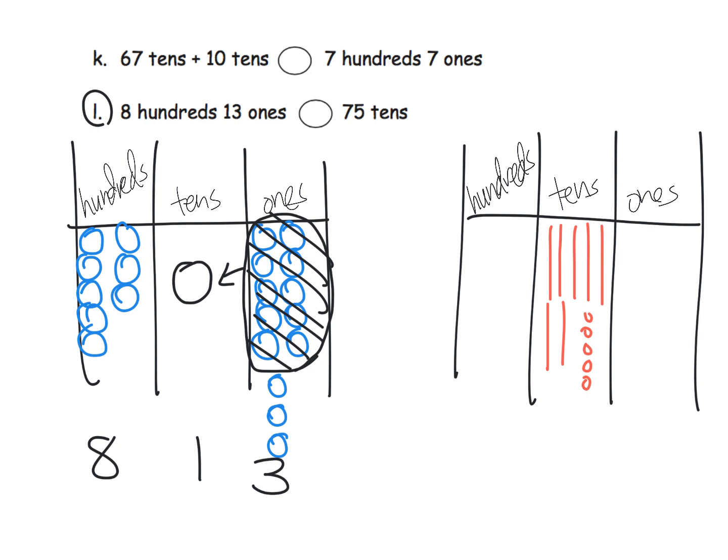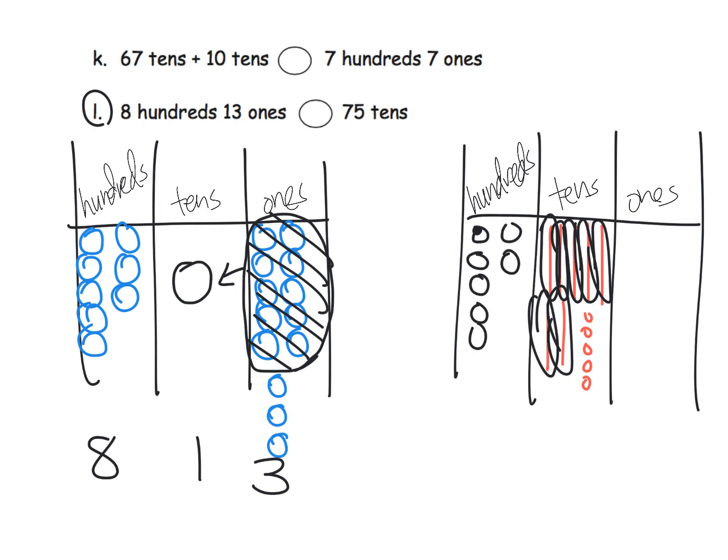Similarly, these 10 right here equals 1 in the hundreds column, plus these 10, these 10, these 10, these 10, these 10, these 10. So we have 70 that can be cashed in for 1, 2, 3, 4, 5, 6, 7, 7 in the hundreds column. So those guys disappear, leaving us with 7 in the hundreds column, 5 in the tens column, and nothing in the ones column.